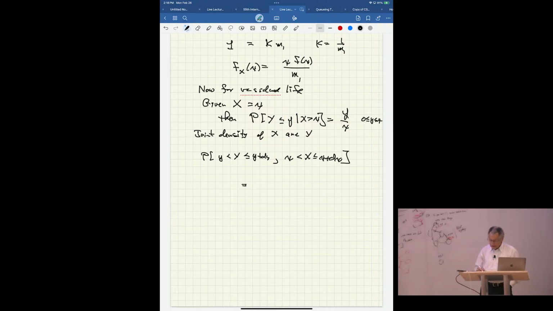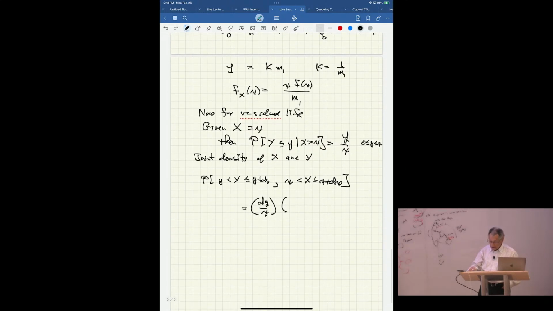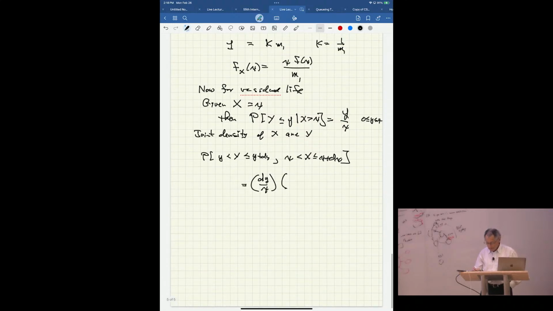Now, what's the density on y given x? I just told you. It's y over x. I'm taking the density, not the distribution, so it's dy over x. That's the first piece. And the second piece, I already know from upstairs, is proportional to x. Let me write that out. That's x f of x dx over m1, which we just calculated for k.